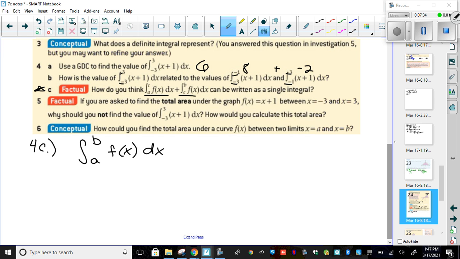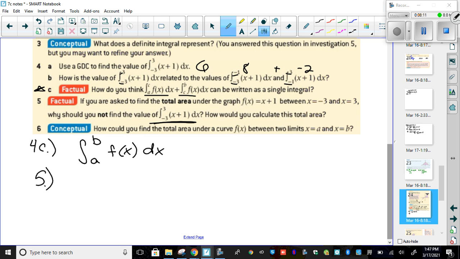So if you were asked to find the total area under the graph, this is important. I'm not asking you to evaluate an integral, I'm asking you to find the total area. So if I want you to find the total area under the graph of f of x equals x plus 1 between -3 and 3, why can you not just type that into your calculator? Yes? Because it adds the negative and positive. Yeah, it adds that positive number and negative number, and we don't get the total area. It's undoing part of that area that we want.